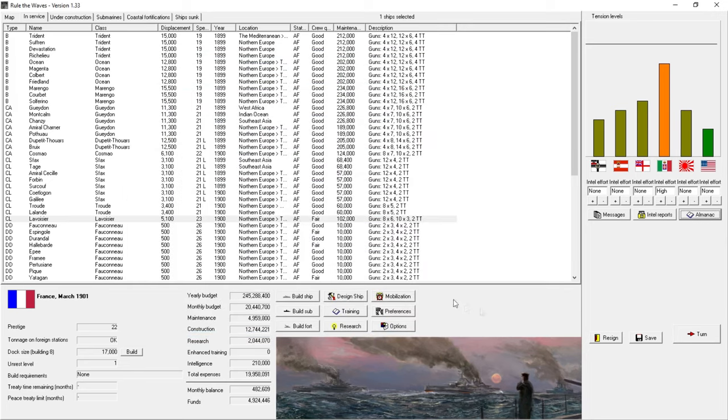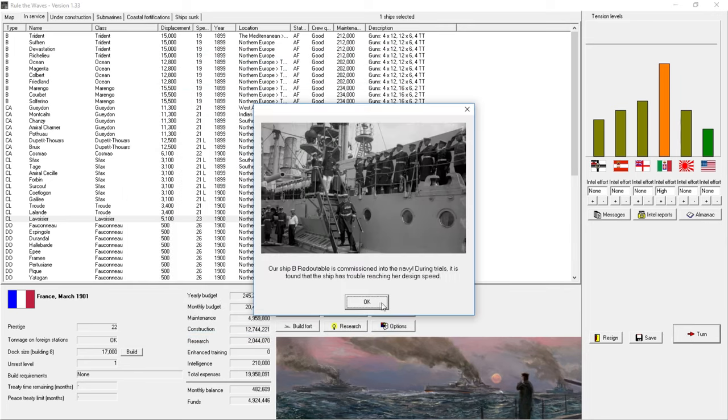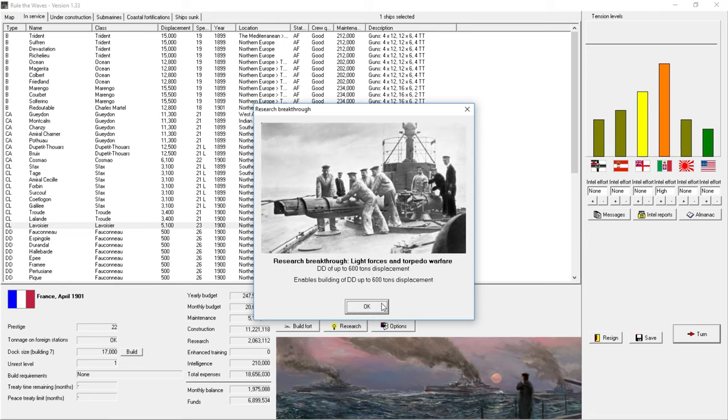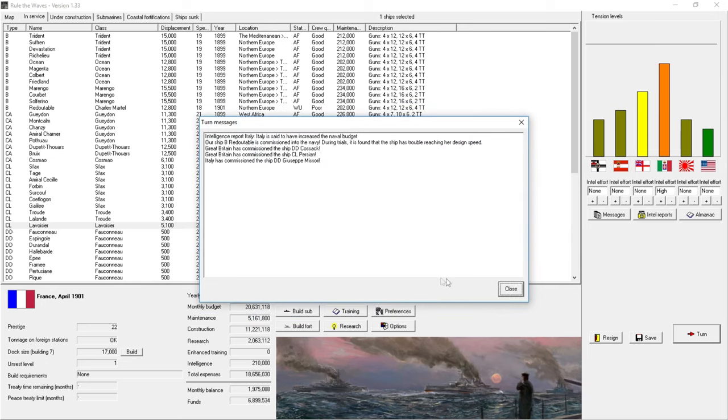Okay, so that's the situation. We're going to go ahead and forward on to April. Our ship Redoutable is commissioned in the Navy. During trials, it's found that the ship has trouble reaching her design speed. Okay. Research breakthrough, light forces and torpedo warfare. Destroyers up to 600 tons displacement are enabled. All right, so we can build a new class of destroyers. The Redoutable is commissioned in the Navy. Yeah, we already saw that.